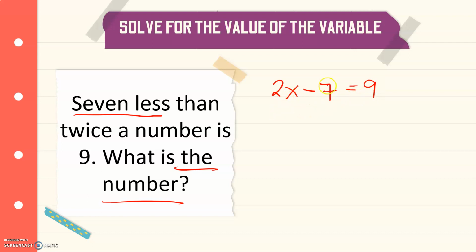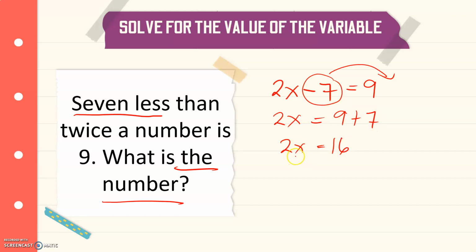Now let's solve for the value of x. Let's transpose first negative 7 to the other side, and that will give us 2x is equal to 9 plus 7. Therefore, 2x is equal to 16. But we're looking only for the value of x, so we'll have to divide both sides by 2 to eliminate this 2 here. And we will have x is equal to 8. Therefore, the number we are looking for is 8.